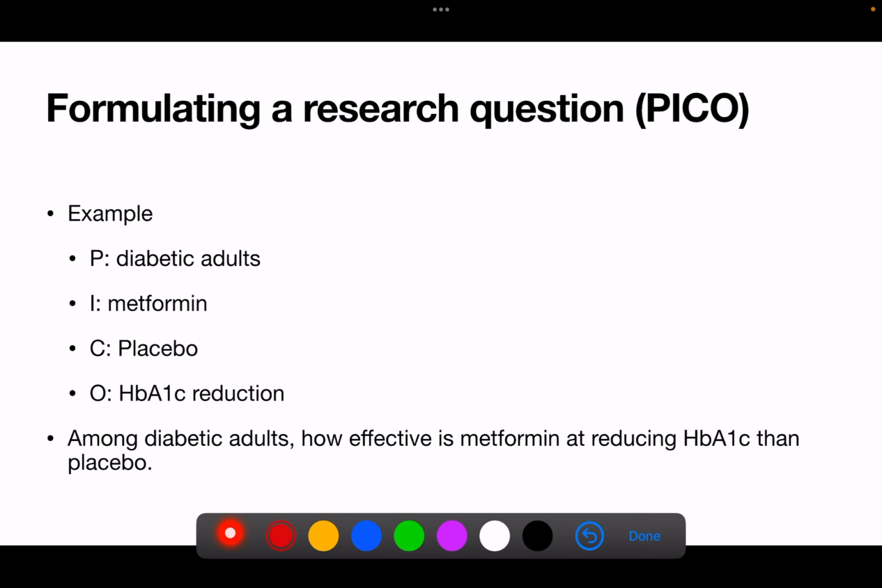Formulating a research question, which is the first step, involves identifying a population, intervention, comparison, outcome, or a population, exposure, and outcome. In this particular example, our population is diabetic adults, the intervention is metformin, your comparison is placebo, and your outcome is A1C reduction. And therefore, your question is, among diabetic adults, how effective is metformin at reducing HbA1c than placebo?